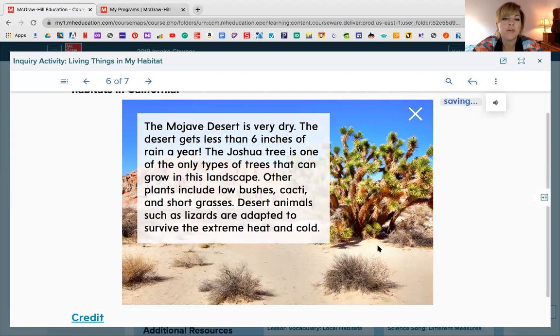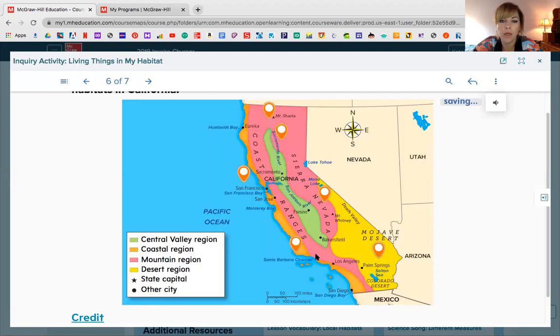It says the Mojave Desert is very dry. The desert gets less than 6 inches of rain each year. The Joshua tree is one of the only types of trees that can grow in this landscape. Other plants include bushes, cacti, and short grasses. Desert animals such as lizards are adapted to survive this extreme hot and cold weather, okay?